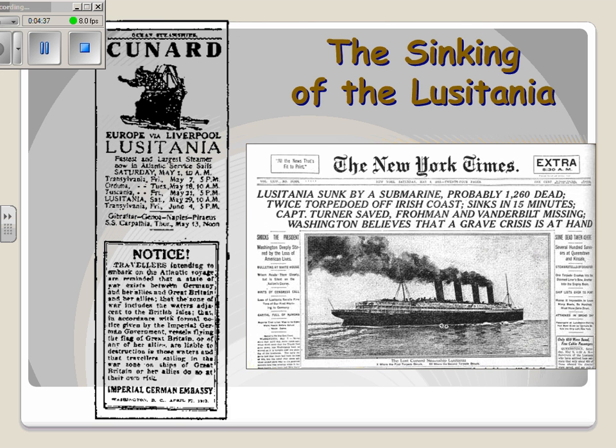And here you have, ladies and gentlemen, the New York Times: the Lusitania sunk by a submarine. Roughly 1,200 civilians were killed. And this kind of triggers American outcry for the war.